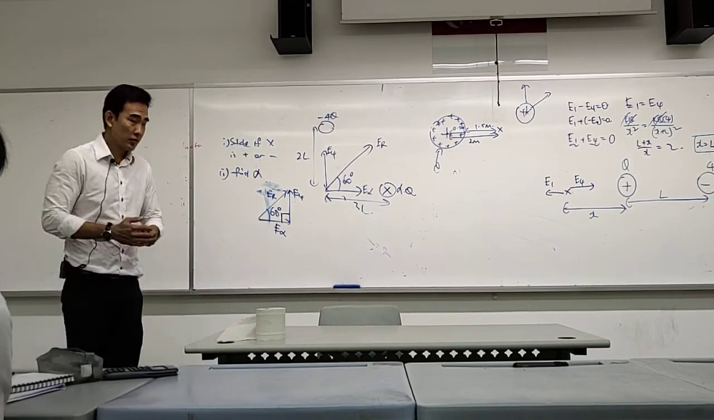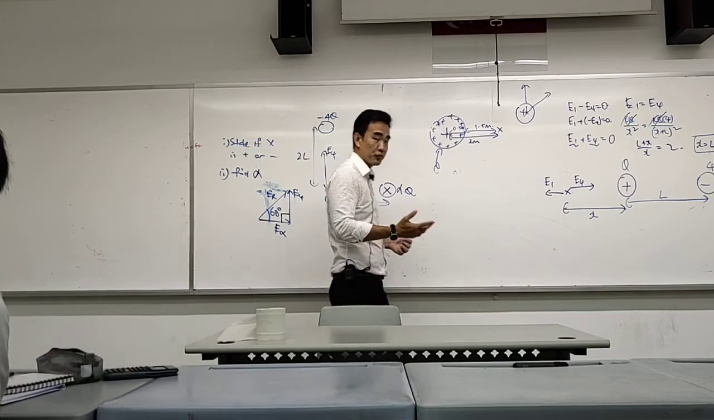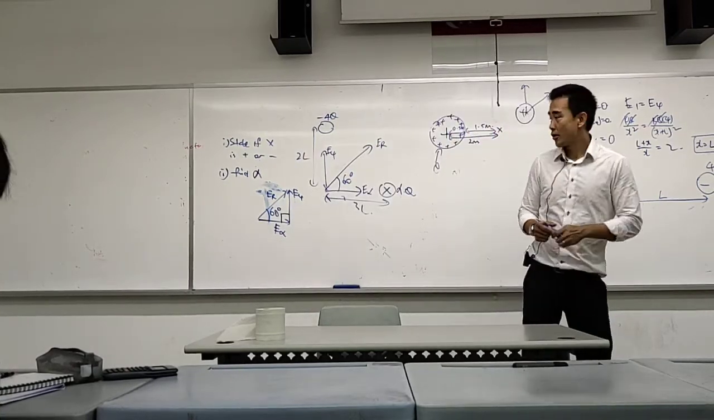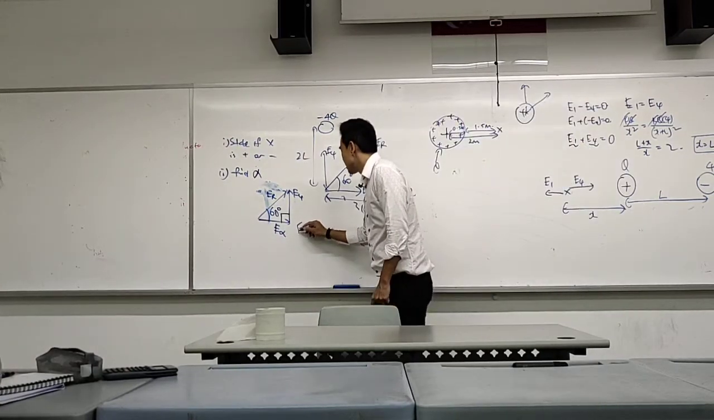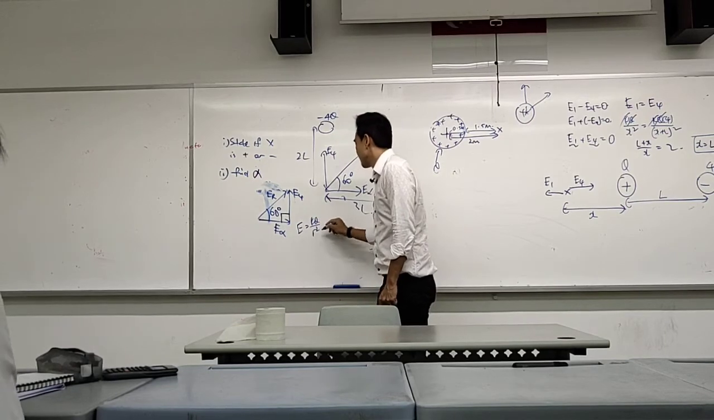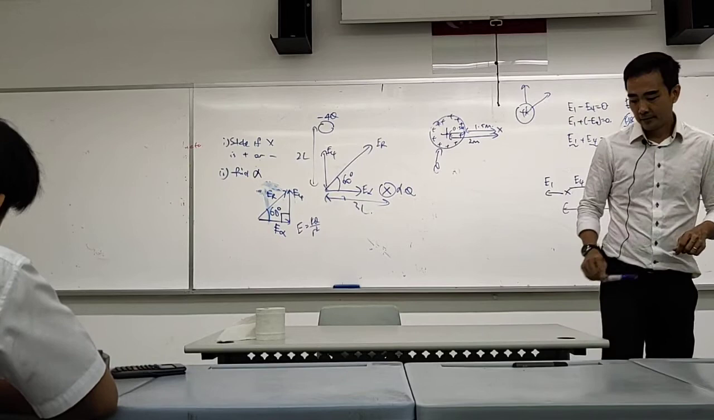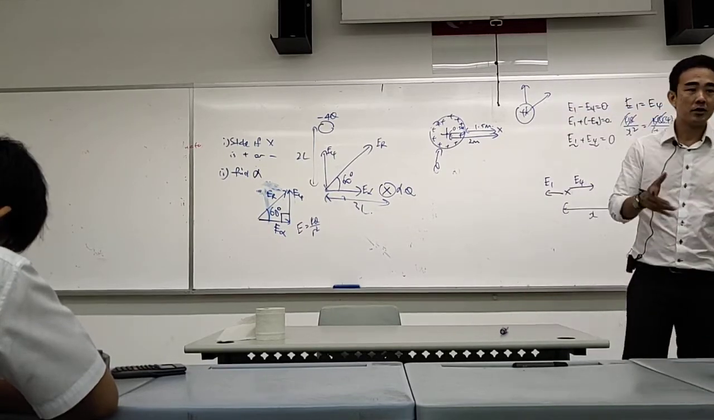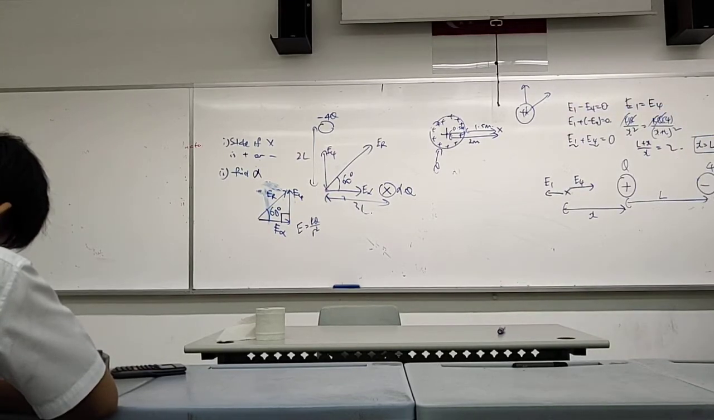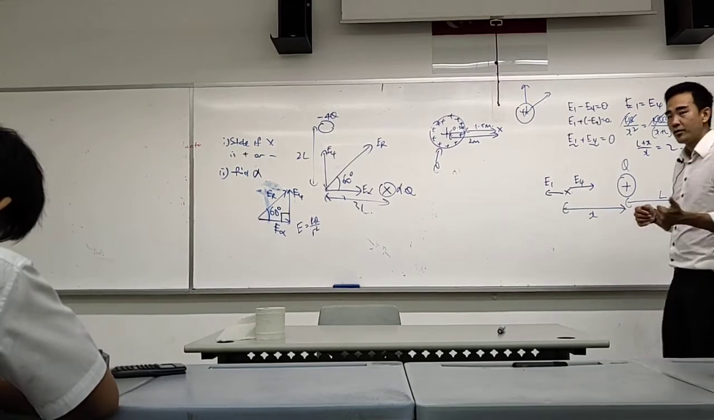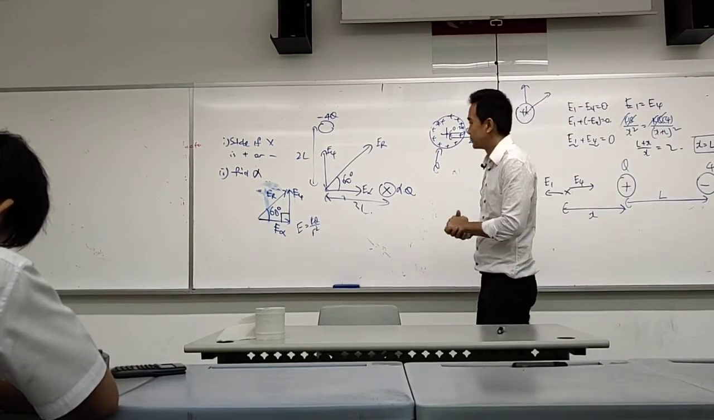So the hint to you is to use a little bit of trigo and your knowledge that E is equal to KQ upon R squared. Try to find the value of alpha. Give it a try. I'll give you 2-3 minutes to figure it out. Use trigo, use E equals KQ upon R squared.